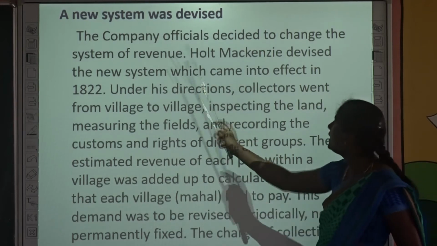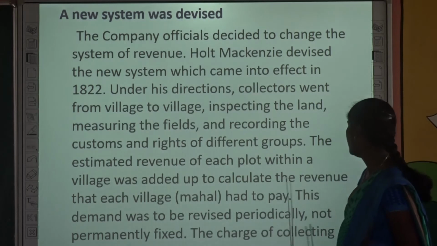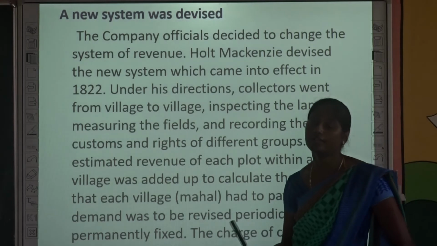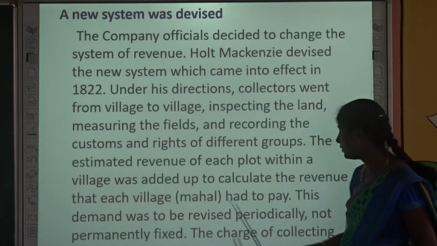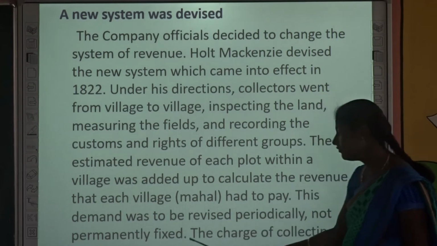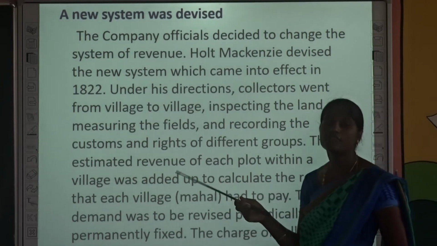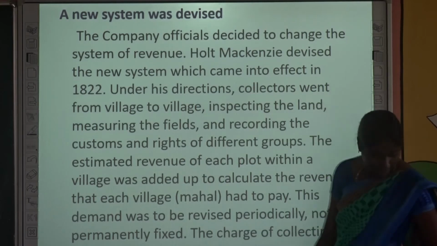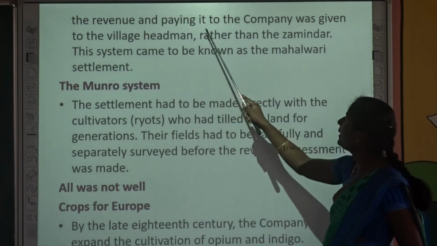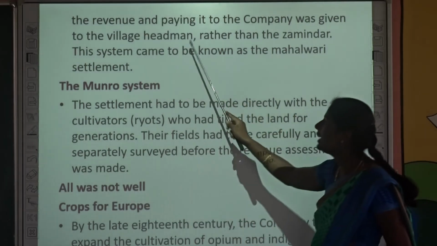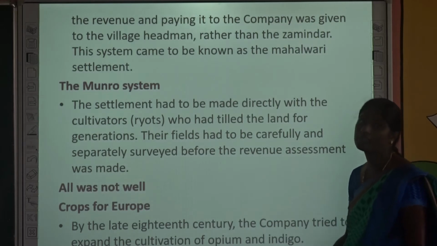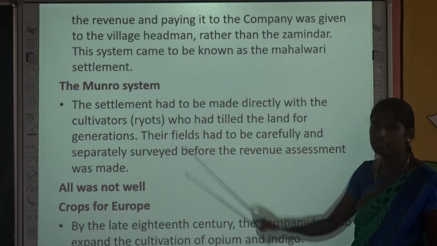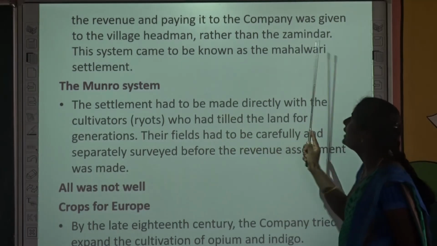This was introduced by Holt Mackenzie, and this demand was to be revised periodically. So after some years, the revenue must be changed, not permanently fixed. The charge of collecting the revenue and paying it to the company was given to the village headman. He must collect all the tax from the village, rather than the zamindar.